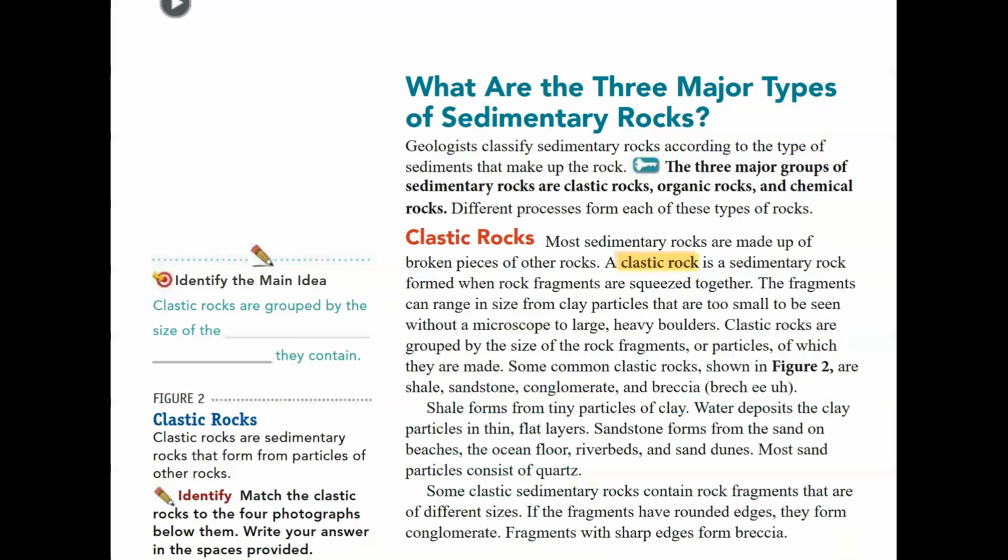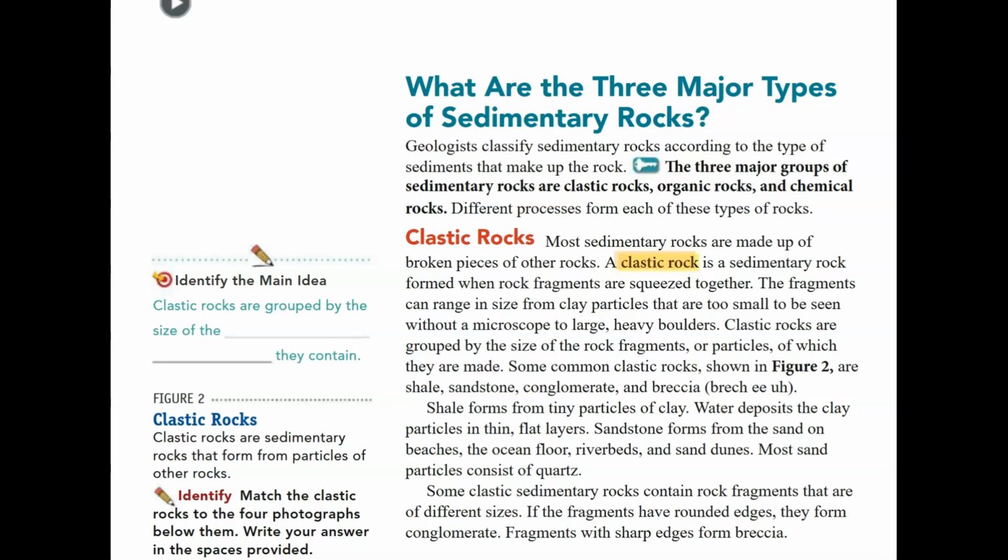What are the 3 major types of sedimentary rock? Geologists classify sedimentary rocks according to the type of sediment that make up the rock. The three major groups of sedimentary rocks are clastic rocks, organic rocks, and chemical rocks. Different processes form each of these types of rocks.